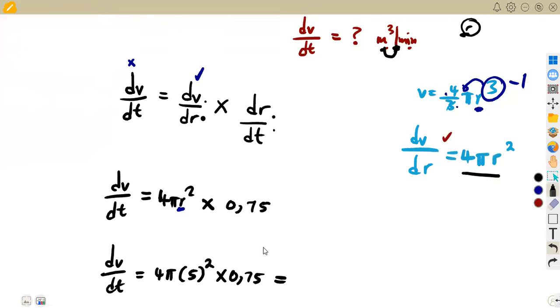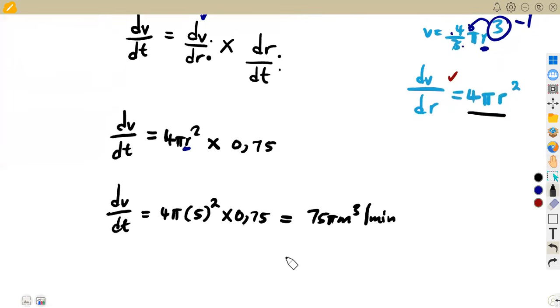That's it. So this is how we play around with this question. This is going to give us 75 pi in cubic meters per minute. Remember, we're talking about volume, that's cubic meters per minute. Or you can write it as a decimal, which is going to give us 235.619 cubic meters per minute in this case.